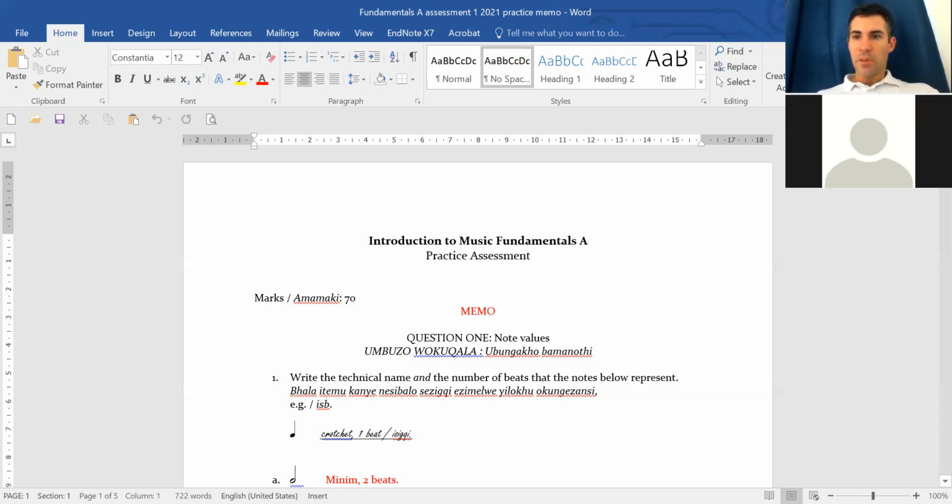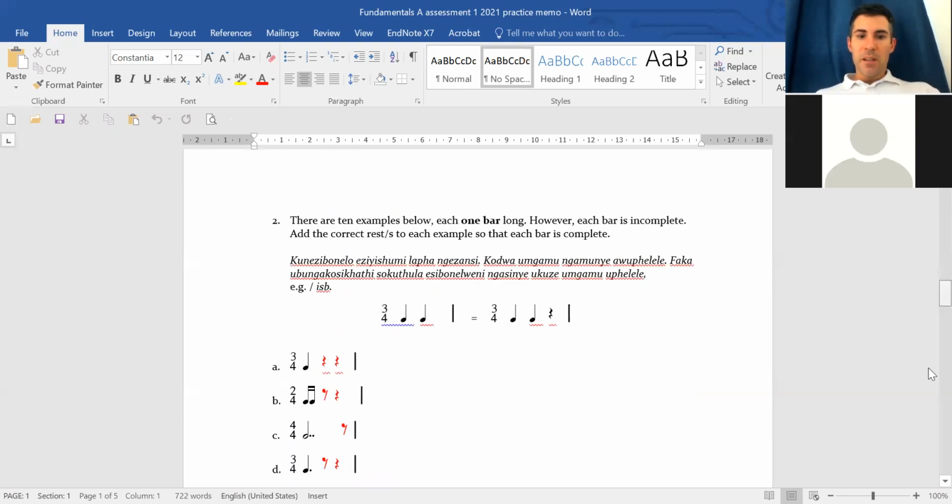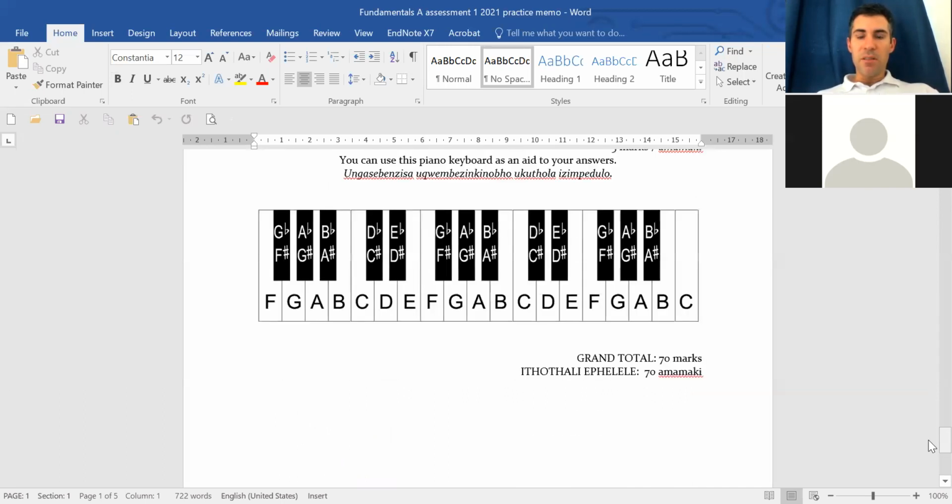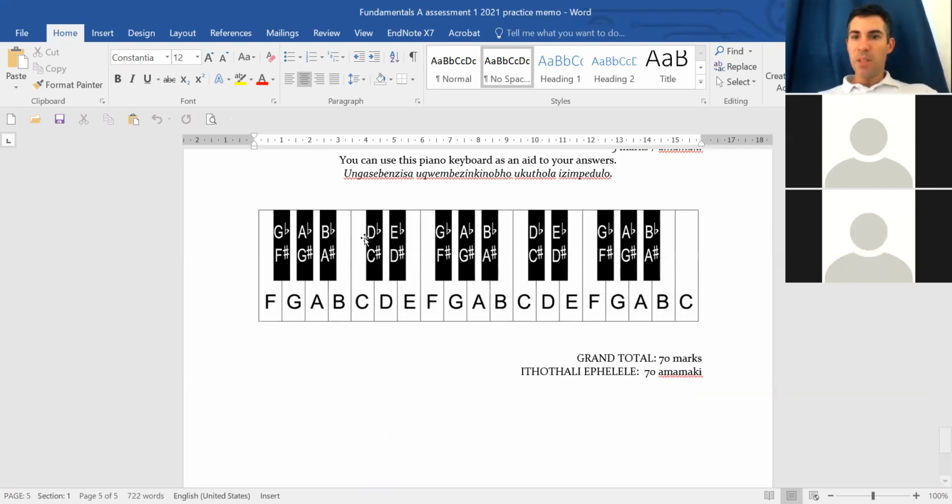Yes, it's showing, sir. Good. All right, and I'm going right to the bottom now to where the piano keyboard is. Okay, can you see the piano keyboard?